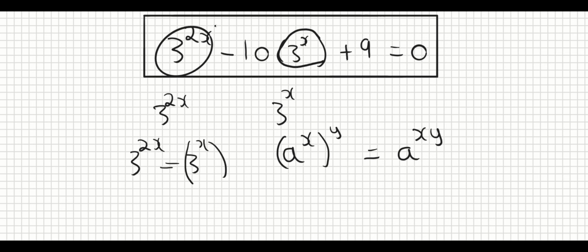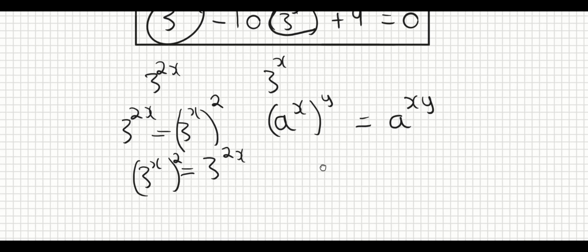That means 3 to the power of 2x is the same as 3 to the power of x all squared. And we can verify this. When we have a power raised to another power, we just multiply them. So we have 3 to the power of x multiplied by 2, which is 2x. So we've shown 3 to the power of x squared equals 3 to the power of 2x. Now we're getting somewhere.